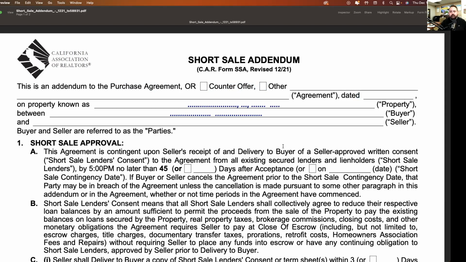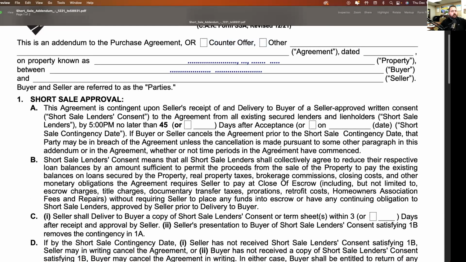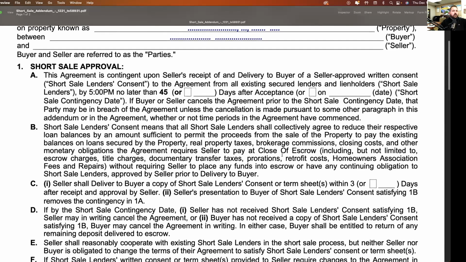Okay. So we go down here to the short sale approval. We have the property, right? The address, the buyer, the seller. The short sale approval: this agreement is contingent upon seller's receipt of and delivery to buyer of a seller-approved written consent, short sale lender's consent, to the agreement from all existing secured lenders and lien holders, short sale lenders, by 5 p.m. no later than 45 days after acceptance. That's the default, 45 days.